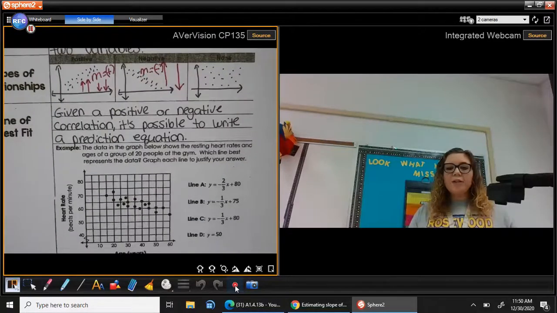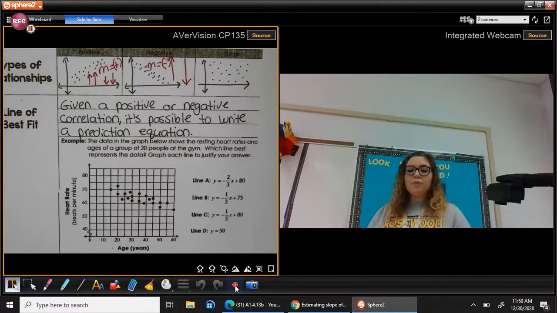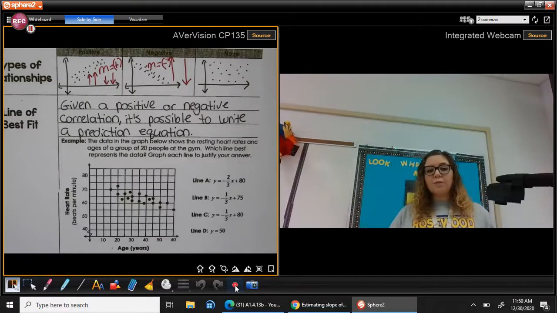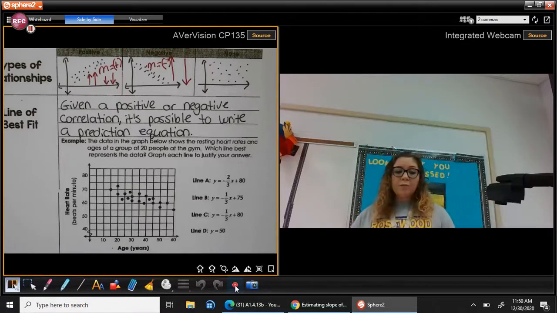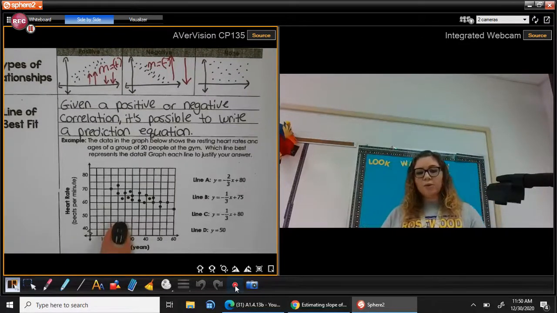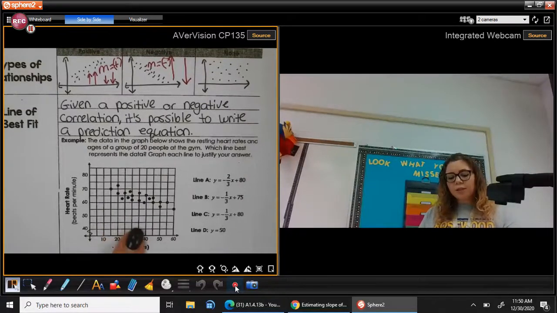the data in the graph below shows the resting heart rates and ages of a group of 20 people at the gym. Which line best represents the data? Graph each line to justify your answer. So the first thing I want to do with these kinds of problems is look at it, and determine what kind of relationship this has. So what relationship do you think is between the age and your heart rate?